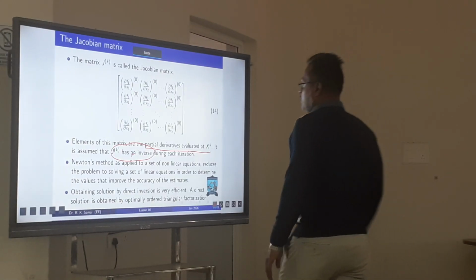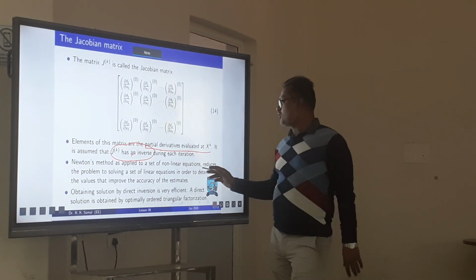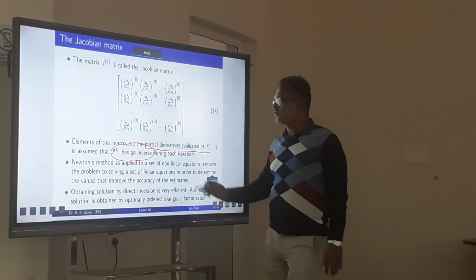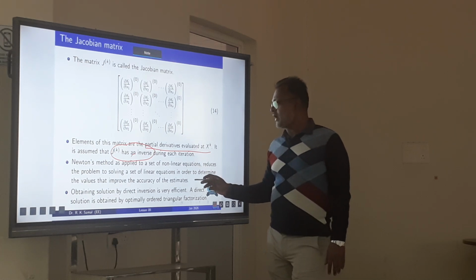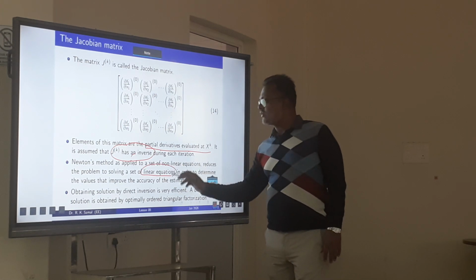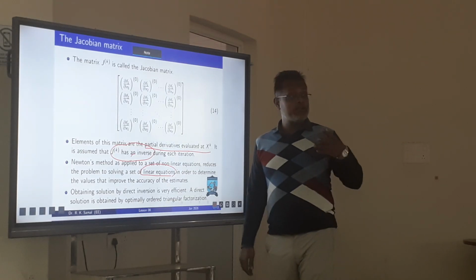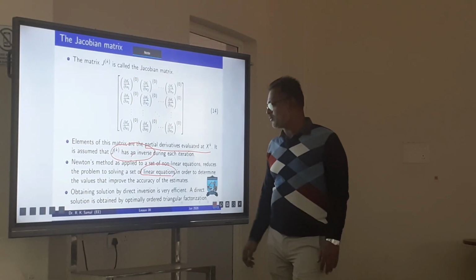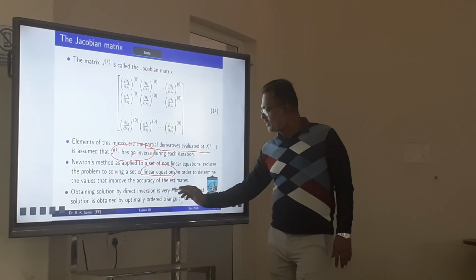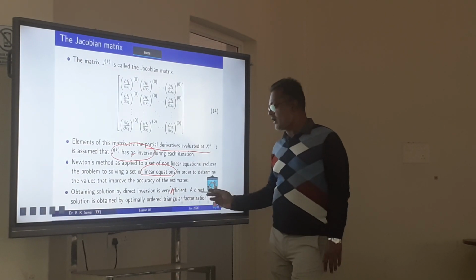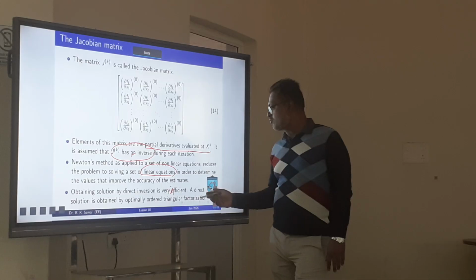Newton's method applied to a set of nonlinear equations reduces the problem to solving a set of linear equations in order to determine the values to improve the accuracy of the estimate. So this actually is converting into linear equations after obtaining the derivative. Obtaining the solution by direct inversion is very inefficient. A direct solution is obtained by optimally ordered triangular factorization.